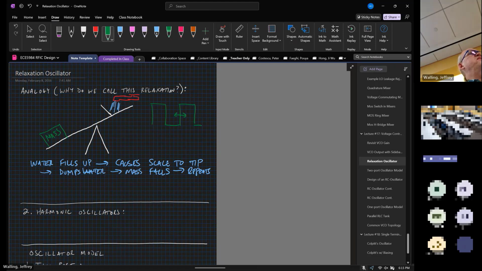Now you can imagine with a system like this, there are all kinds of things that might cause the edge of the clock to be a little bit uncertain. The flow rate of the water has to be very precisely controlled. If it isn't, then that's a problem. Now remember, the water source in this analogy is like our current source in the prior slide. And remember, current sources have random noise.